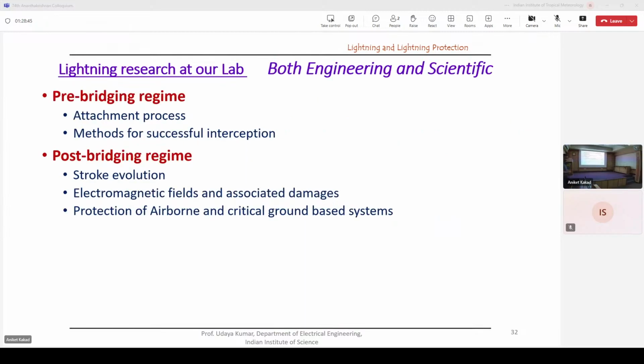This is a short one, I will not go through these details. We have, I think, some work on the bridging phenomena, current evolution, and so on and so forth. I will not talk about that.